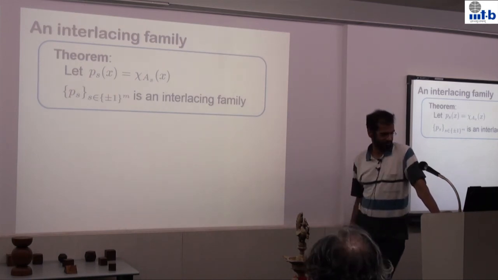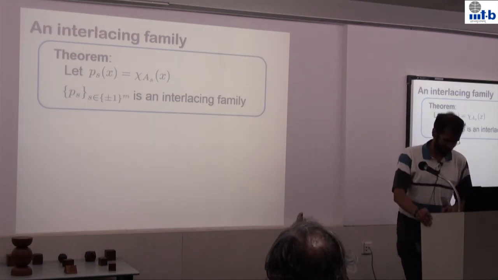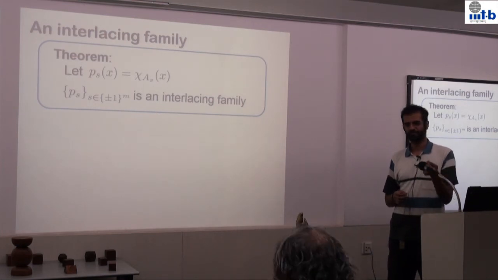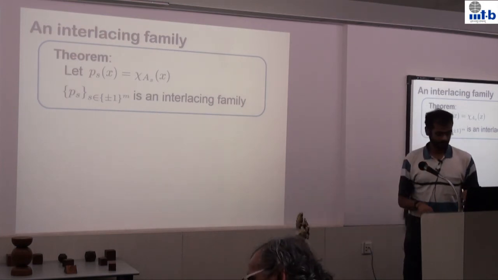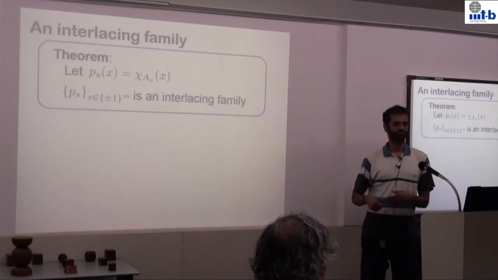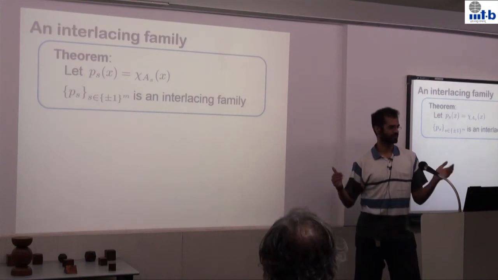So how do I prove that something is an interlacing family, right? I need to prove a bunch of common interlacing statements, one for every internal node of this tree. And how do I prove common interlacing statements? One way is to just produce the common interlacing, just produce it somehow cleverly, okay?